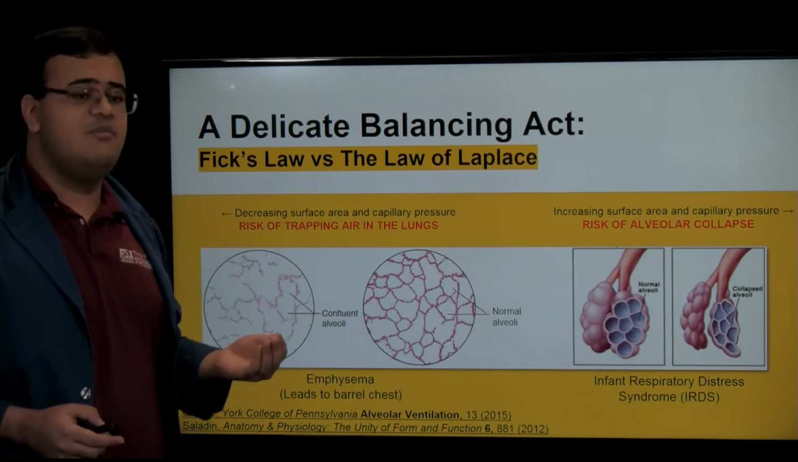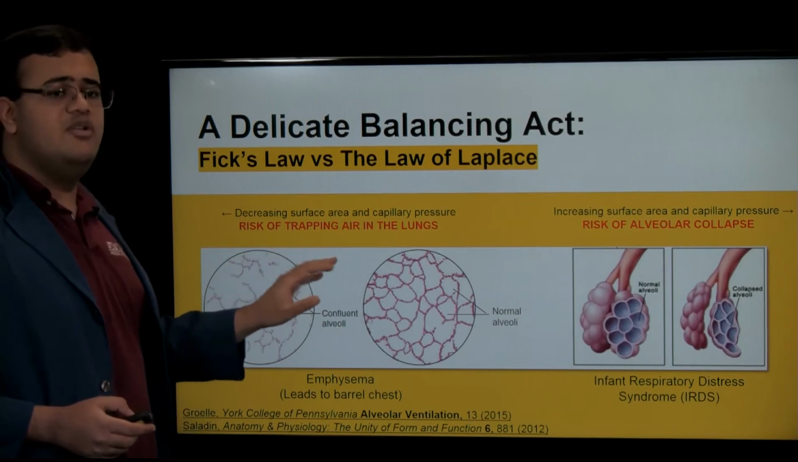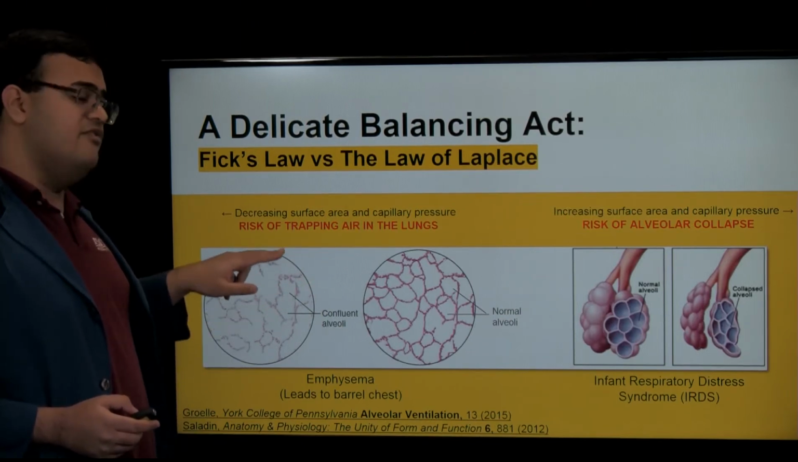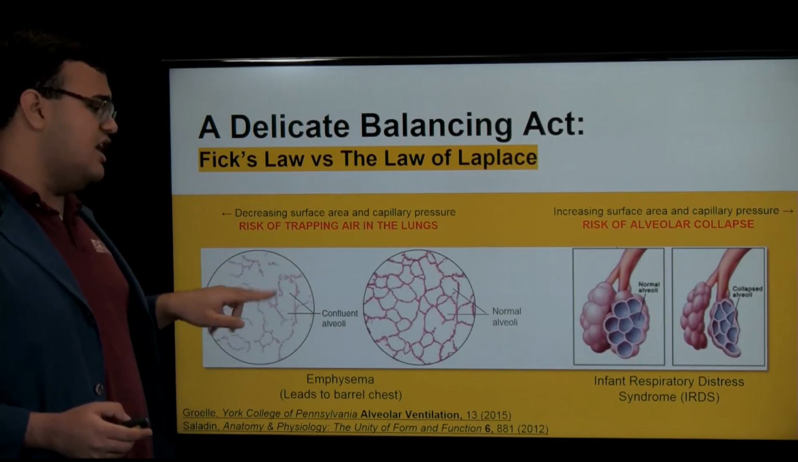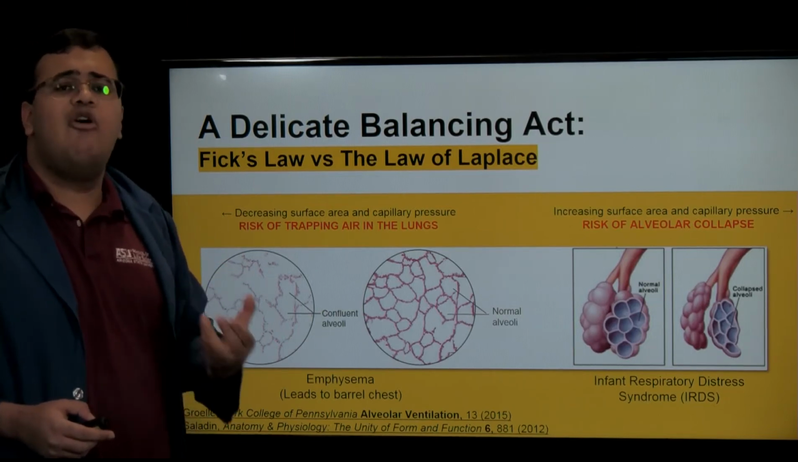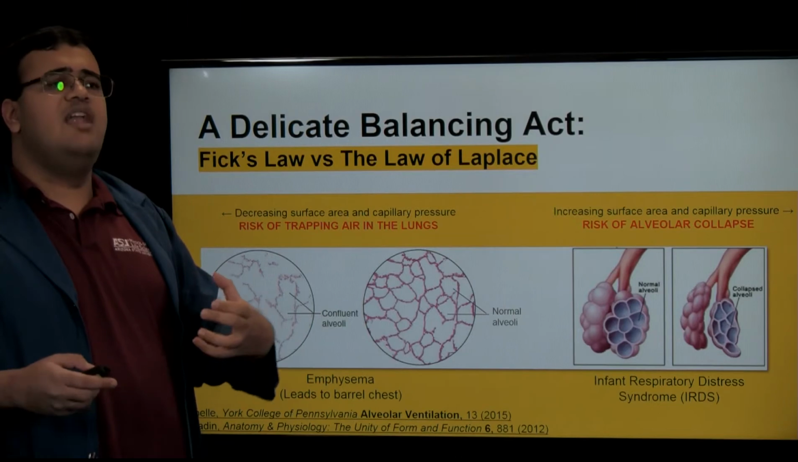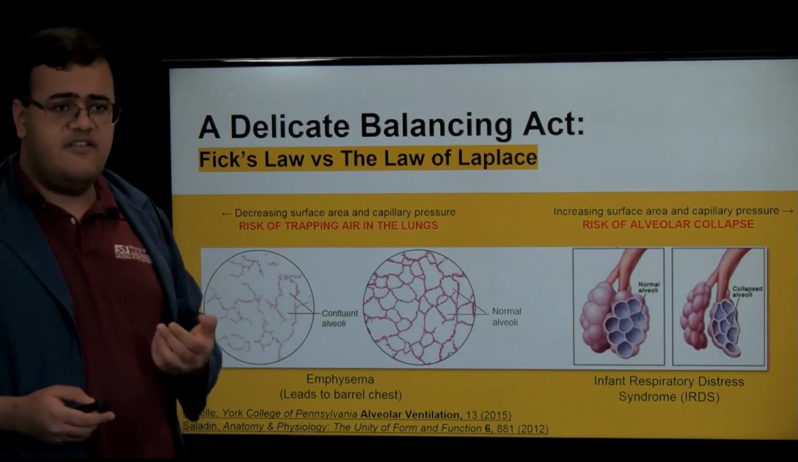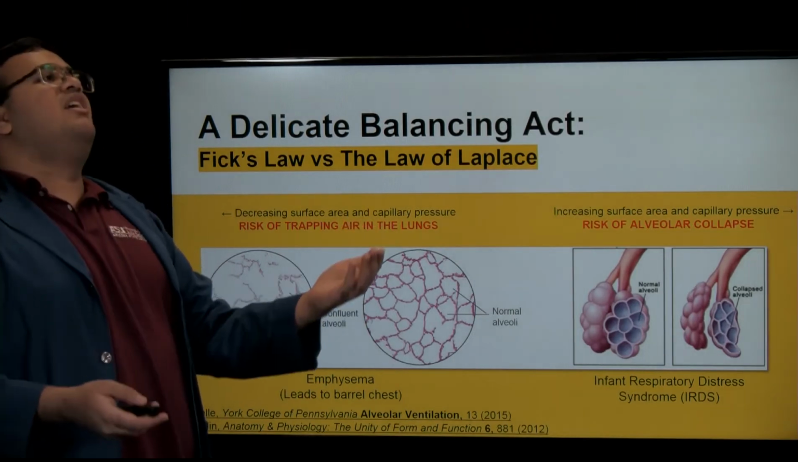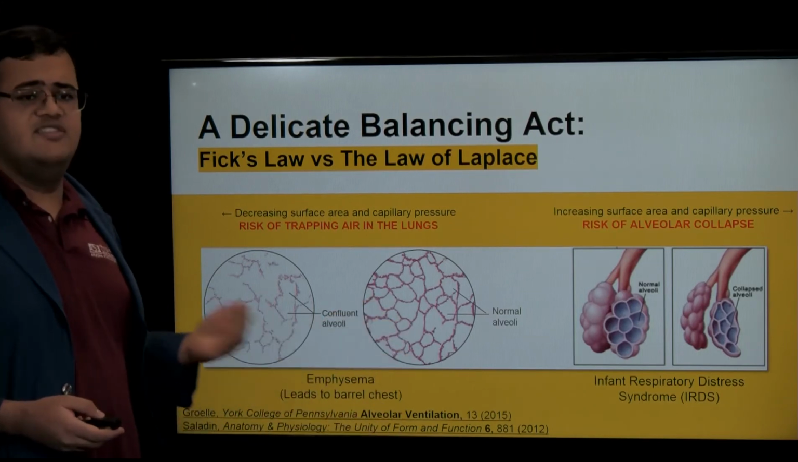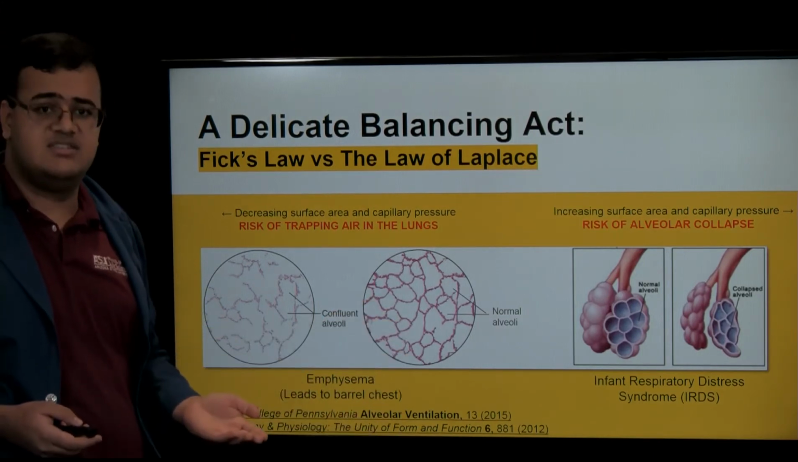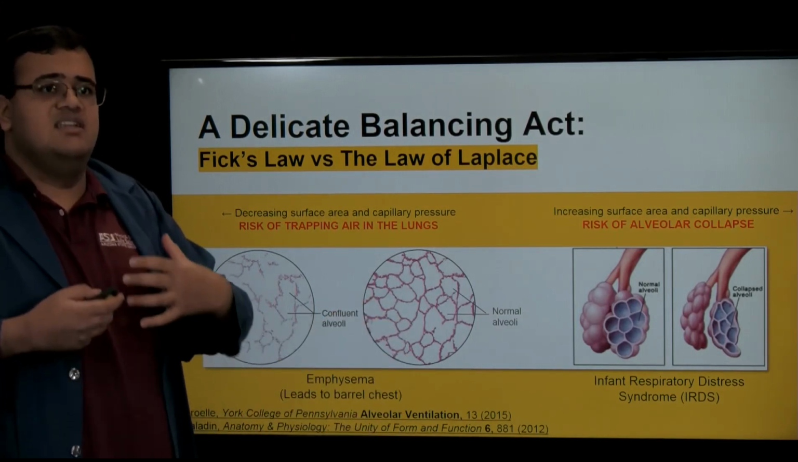We call this emphysema, where these alveoli become confluent, and you see they have merged into much larger alveoli. You can't get air out very easily, and the lungs just keep inflating and inflating gradually until it's very difficult to inflate them and get fresh air in. And that's why we say emphysema often leads to barrel chest, because the chest expands and ends up looking kind of like a barrel.